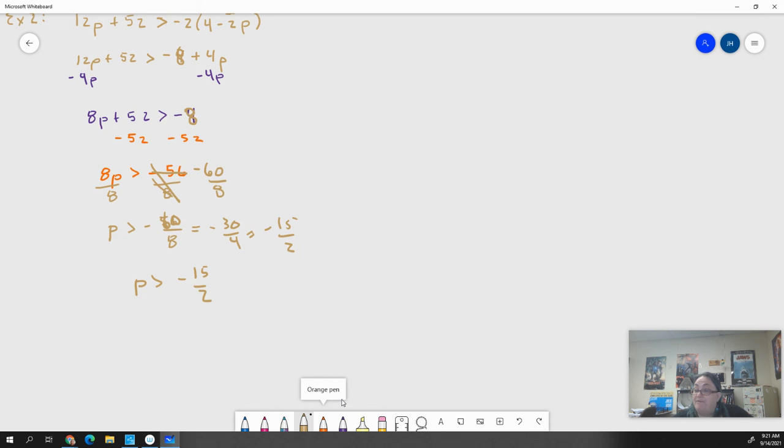If I wanted to graph p is greater than -15 over 2, I'm going to have my number line, right? -15 over 2 falls between -7 and -8. You don't have to be super specific about that. I mean, technically it's -7.5. So it's going to be an open point here between the two, right? And it's going to be everything bigger than it.